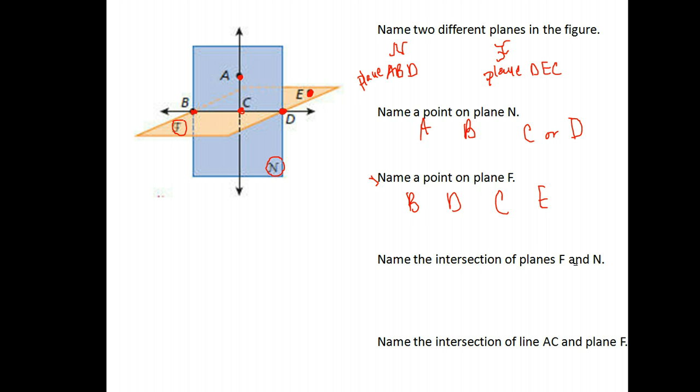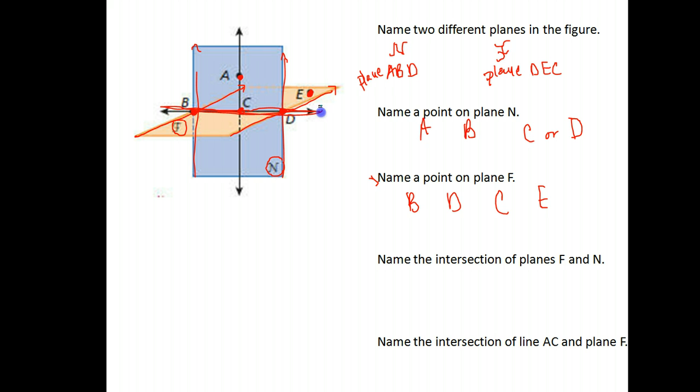Name the intersection of planes F and N. So where do they come together? Where are they crossing one another? Notice N is going upwards this direction, and plane F is going across. Where are they coming together? Where do those meet? Notice they meet right here in the middle at this line.